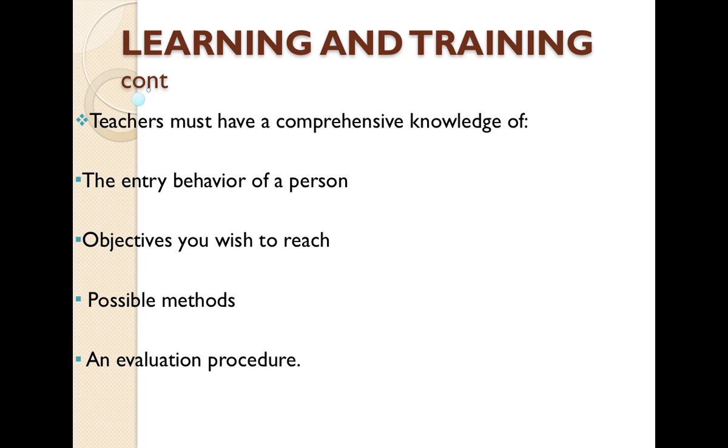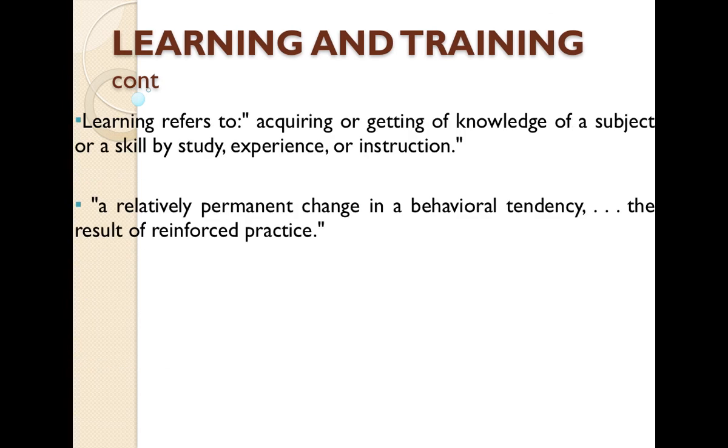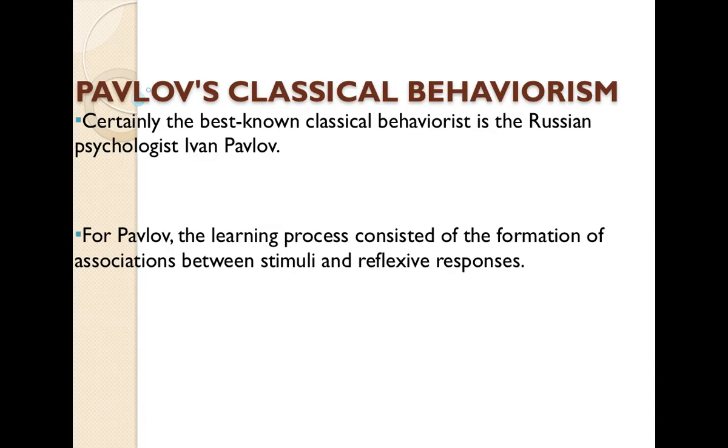Before we tackle the theories, we'd like to give a definition of learning. The first definition is acquiring or getting knowledge of a subject or a skill by study, experience, or instruction. The second definition is a relatively permanent change in behavioral tendency, the result of reinforced practice. This means that we have two definitions here, and there are other definitions. One may look at learning from different points of view, in different ways. This is why we have different theories, since we look at learning from different angles.